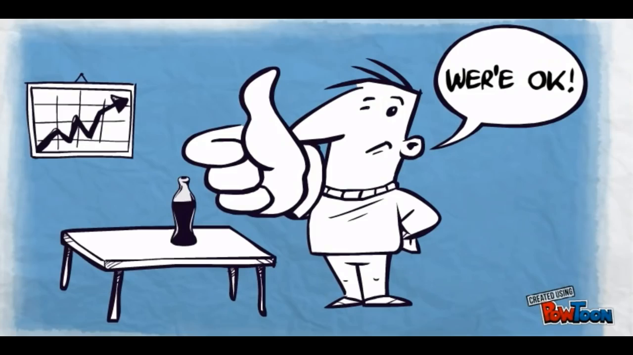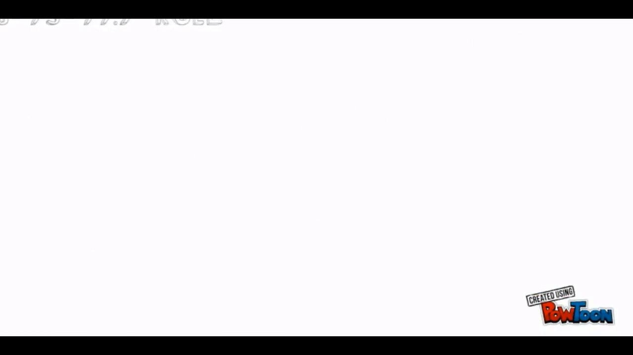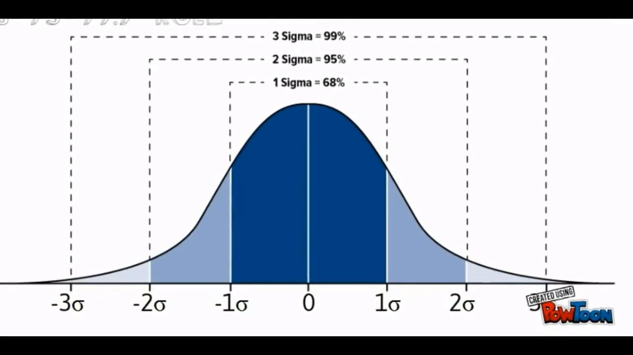Further investigation into the production line. The 68, 95, 99.7 rule tells us that about 68% of the data fall within one standard deviation of the mean, about 95% of data fall within two standard deviations of the mean, and about 99.7% of data fall within three standard deviations of the mean.